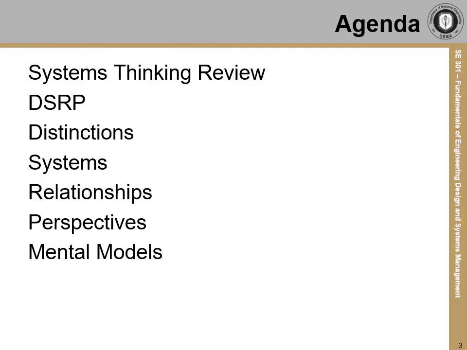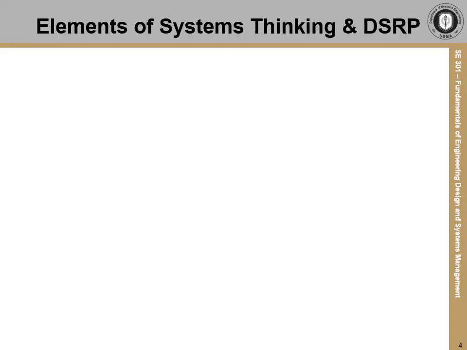So here's our agenda. We're going to do a quick review of systems thinking, talk about DSRP, go through each of those components, and then end with the mental models, and then share with you an open source software that can be leveraged to enable you to better apply the DSRP. So what are the elements of systems thinking in DSRP?